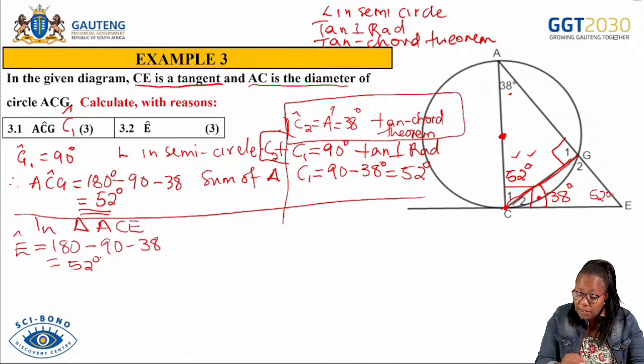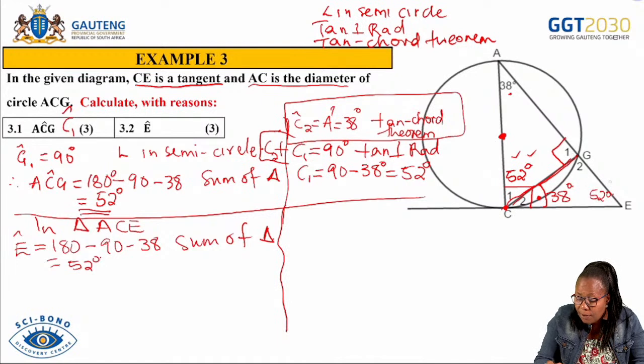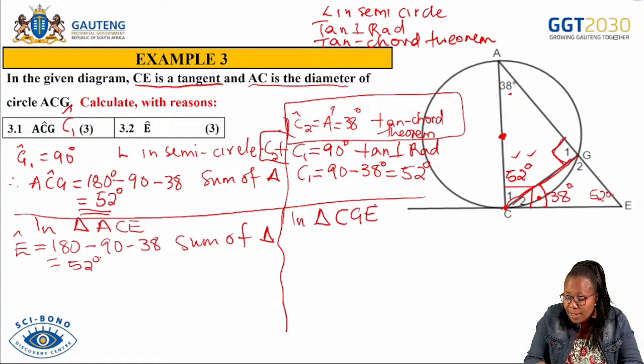Or alternatively, this one is from sum of angles of a triangle. If you don't want to use that one, you can use the exterior angle of a triangle. So we are taking triangle CGE. Look at that, G1 is the exterior of this particular triangle. So exterior angle of a triangle is equal to the sum of the interior opposite angles, which is angle C2 plus angle E.